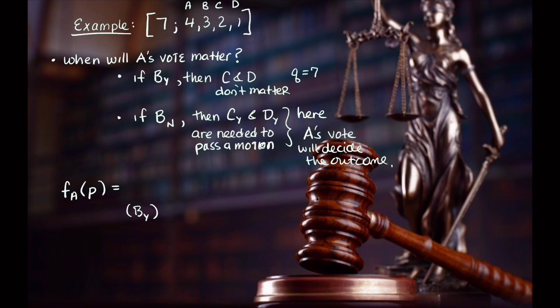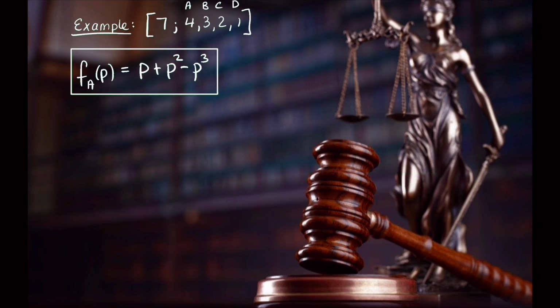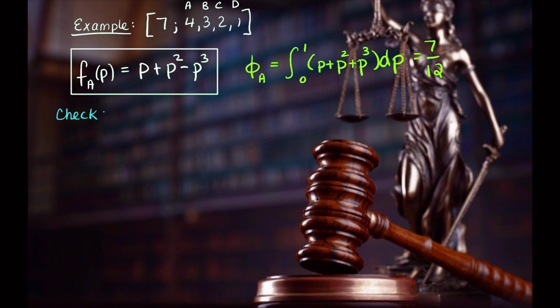So when we put this polynomial together, we have the probability that B will say yes, and it doesn't matter what C and D do. Then the probability that B will say no, and C and D will say yes. And we simplify that to a cubic polynomial. The power distribution here, integrating this power polynomial over the interval from 0 to 1, gives us 7/12.